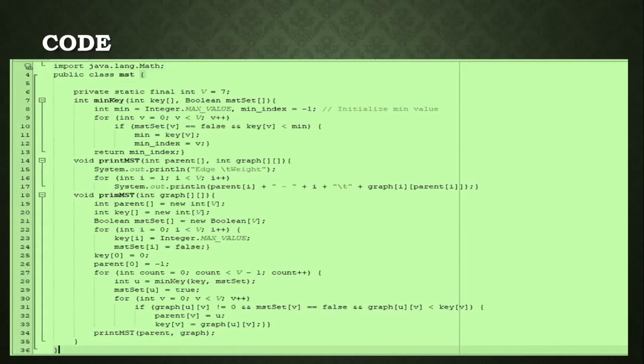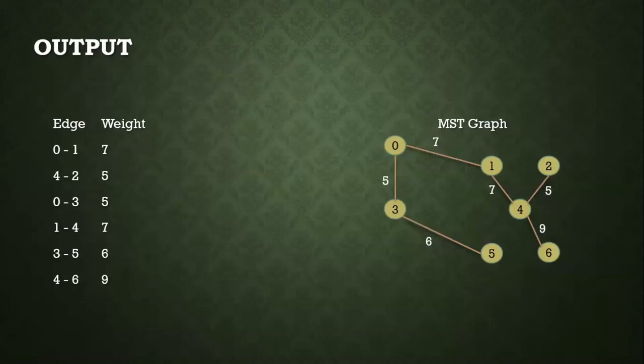Now we're going to print the MST. We're going to use the printMST function to print all the edges, and it will run for integer i equal to 1, i less than V, that means it will scan from 1 to 7. 7 means all 7 vertices, and it will print all the edges that are in the MST graph. So next, we're going to see the output.